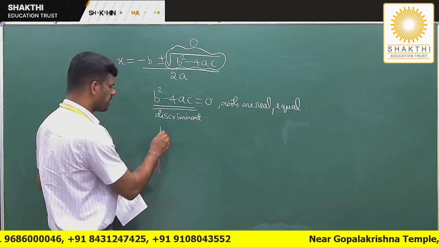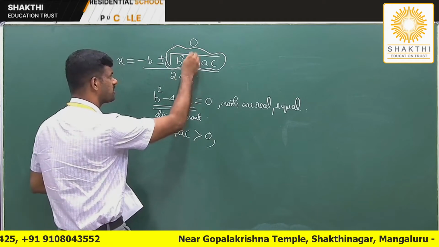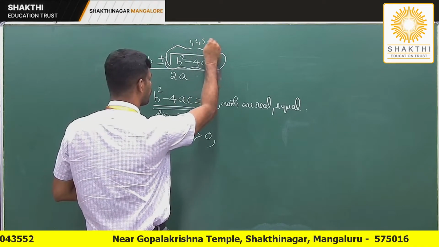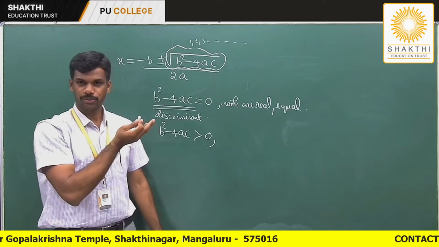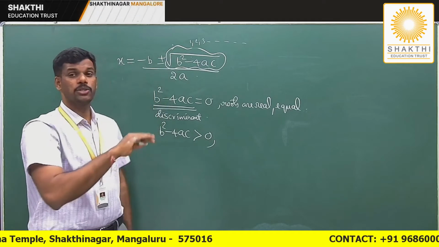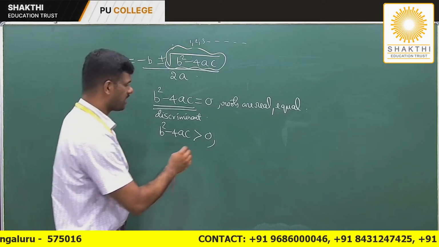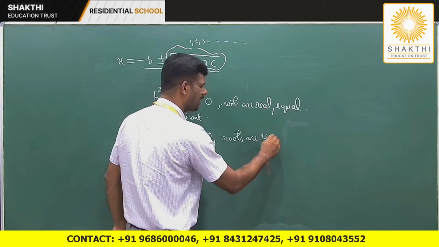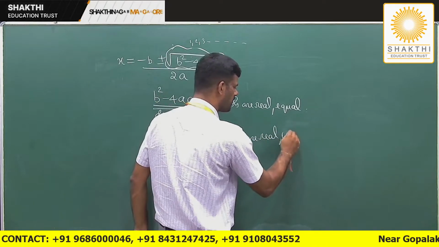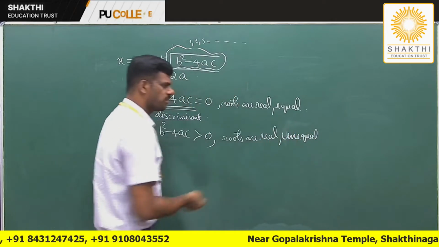If b square minus 4ac is greater than 0, say 1, 2, 3, 4, etc., obviously the value should change because you have to add some values which will increase the roots. I say the roots are real, but the roots are not equal. I say the roots are unequal. Hope this is very clear.